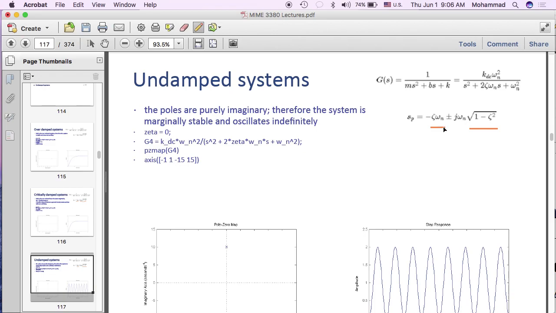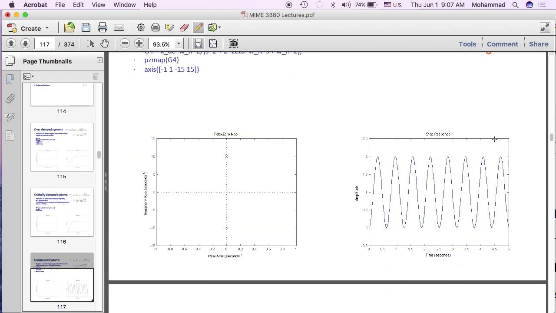So if zeta is exactly equal to 0, what will definitely go to 0 from the definition of two poles? Remember, this was the real part, and this was the imaginary part. So if we are dealing with an undamped system, what portion of the two poles is exactly equal to 0? The real part. Which means you have two poles that are imaginary. So the real part of the two poles is equal to 0.